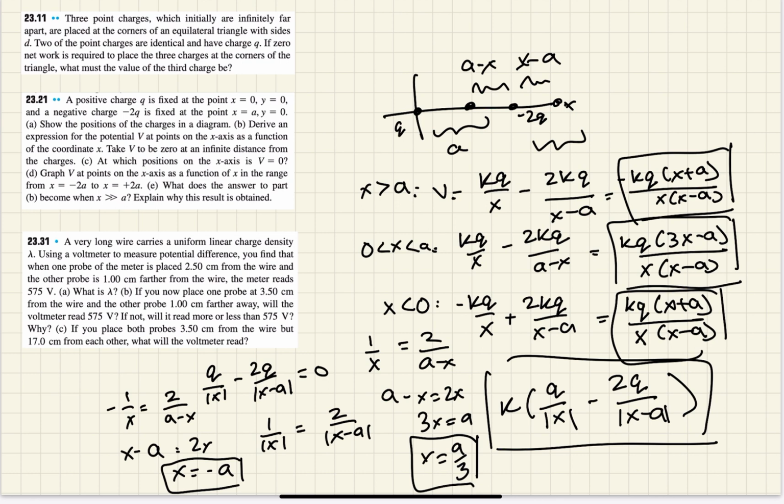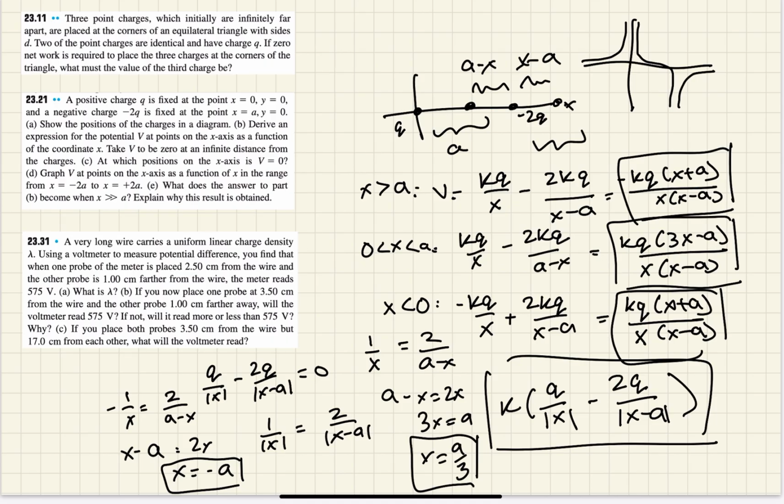Graph V at points on the x-axis as a function of x in the range from negative 2a to positive 2a. So it's going to look a bit like this. Between negative 2a and 0, it's going to look like an inverse function. Between a and 2a, it'll also look like an inverse function, but in this quadrant. And in the middle, it would look like this. That's because you're going from close to one point to close to another, so it's kind of like a mix between the graphs. If you actually wanted to graph it by hand, you would have to come up with points to plot, or you could just use a graphing calculator or something like that.